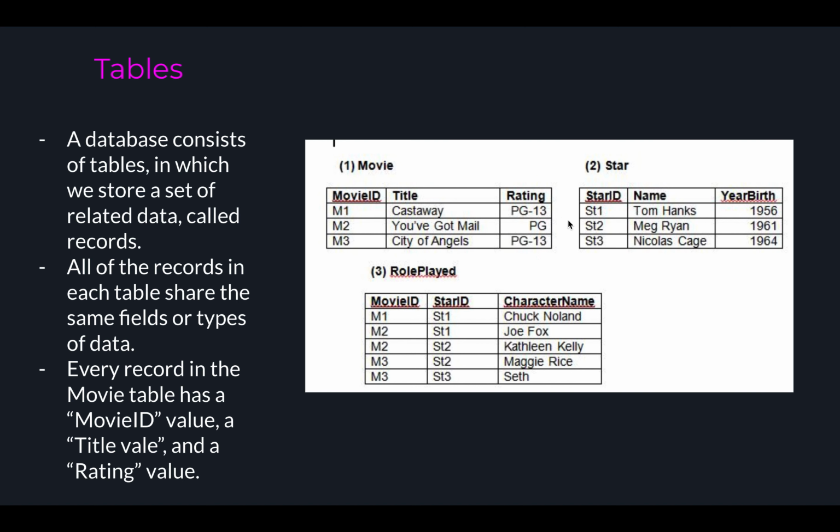One thing we'll talk about in another slide is the fact that each of these fields can have different data types. So right here, movie ID is text, the title is text, and the rating is also text. We can also have numbers, decimals, and booleans, and when we create our tables in our database through Python and SQL, we can specify what those are going to be.